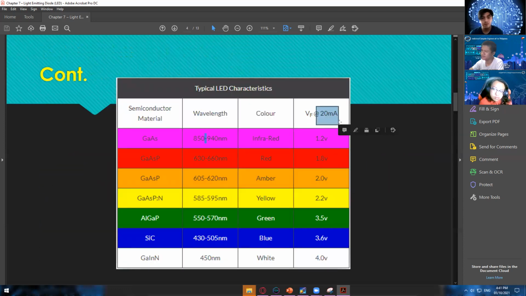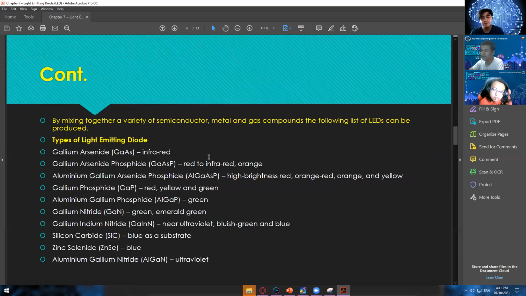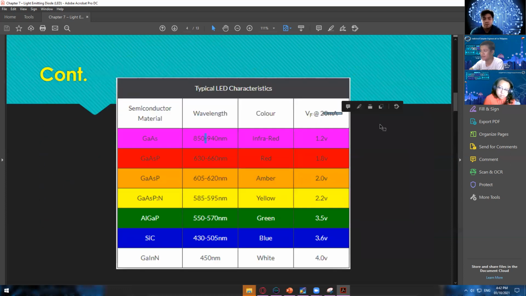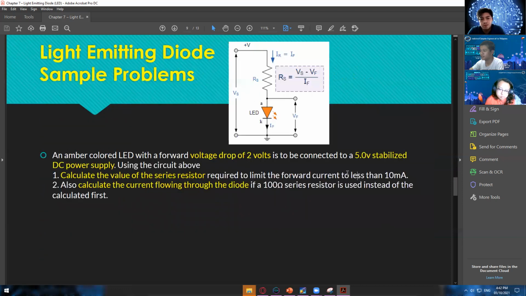maximum of 20 milliamps. Well, pwede ka siguro mag-exceed. Pwede ka mag-experiment. Hindi naman masama na mag-exceed ka sa 20 milliamps since ang sinabi naman dito is 10 to 30 milliamps. Okay? But if you want a safer current that will flow, so 20 milliamp is like the safest one, I guess, since it can be handled by any kind of LEDs. But in here, in this question, it is asking us to limit the current into 10 milliamps only. So we should find that value of Rs.